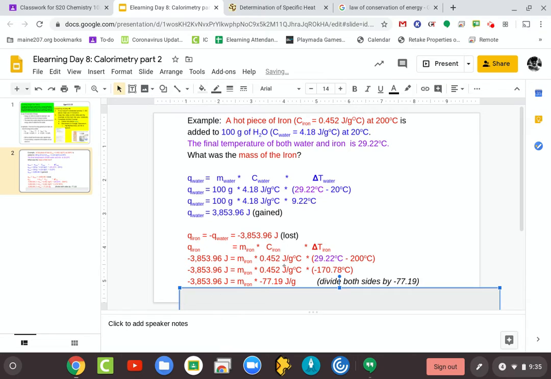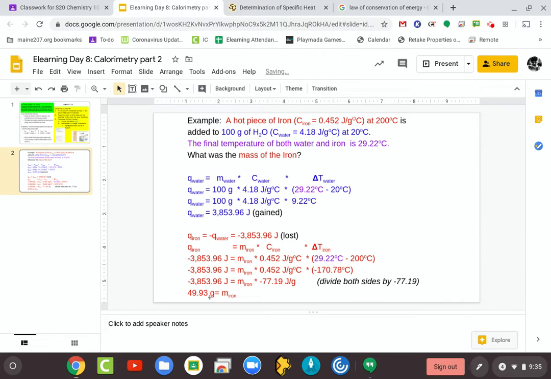If I simplify this, multiply these two numbers, the Q is equal to the mass times negative 77.19 joules per gram, degrees Celsius canceled out. Divide both sides by the negative 77.19, and I end up with the mass of iron being 49.93 grams.